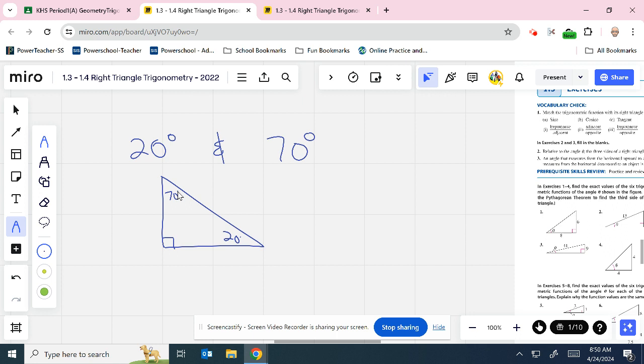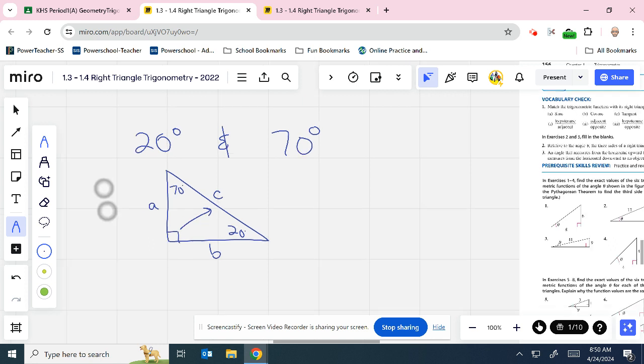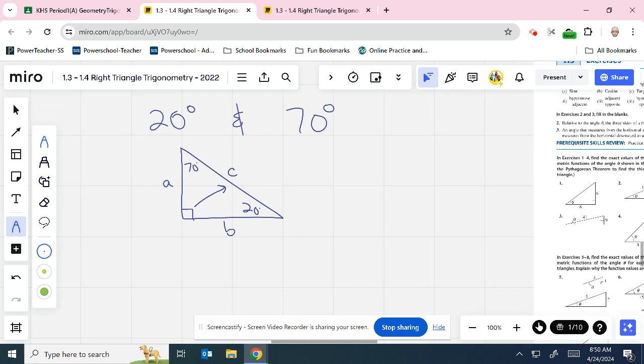So just labeling some sides. Let's say this is our little a. Let's say this is our little b. And always across from the right angle is our hypotenuse. We'll call that little c. Now let's review the 6 trig functions. Or let's actually just review the 3 of them. We know the other 3 are reciprocals.